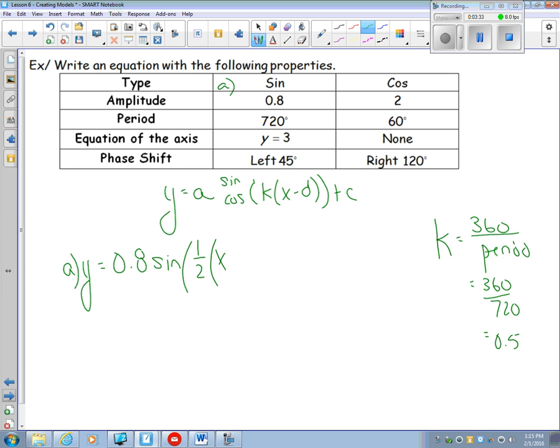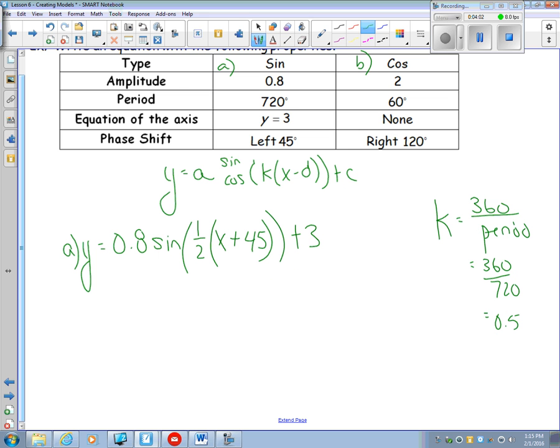It tells us there's a phase shift left 45. Remember with phase shifts, we go the opposite direction when we go in and out of that bracket. So a left suggests it's a subtracting, which means in the bracket it's actually an adding. It does the opposite. And our central axis is y equals 3, so we need a plus 3 at the end. And there's equation A. If I do the same thing with B, you guys give it a try, see what you can do.